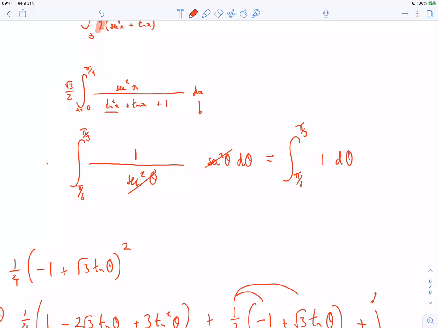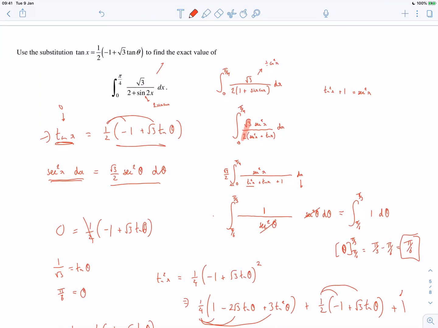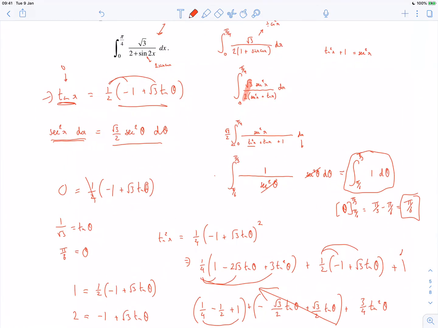That's amazing, because then that's just going to be theta between 1/3 of pi and 1/6 of pi. So that's just going to be 1/3 of pi minus 1/6 of pi. So the whole thing is just 1/6 of pi. Wow, that horrible integral here just boils down to a 1 d theta thing. That's just amazing. So yeah, really, really worth it as far as I'm concerned.